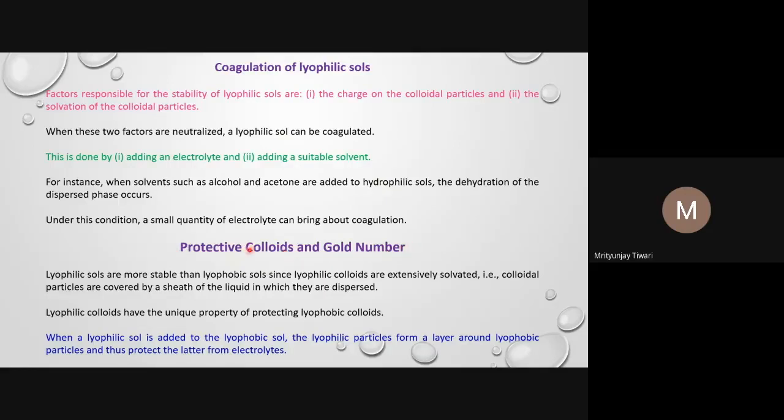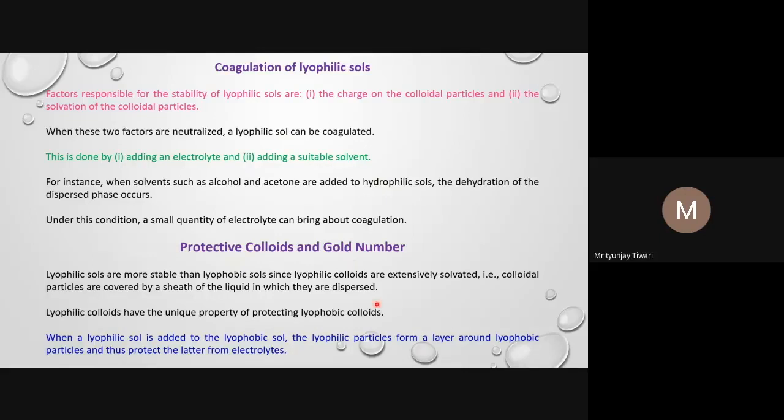Protecting colloids are usually lyophilic colloids, and this is what we are going to study. The gold number is a measure of the protection capacity of the protecting colloid. So lyophilic sols are more stable than lyophobic sols. This is what we already know. We have seen it many times.